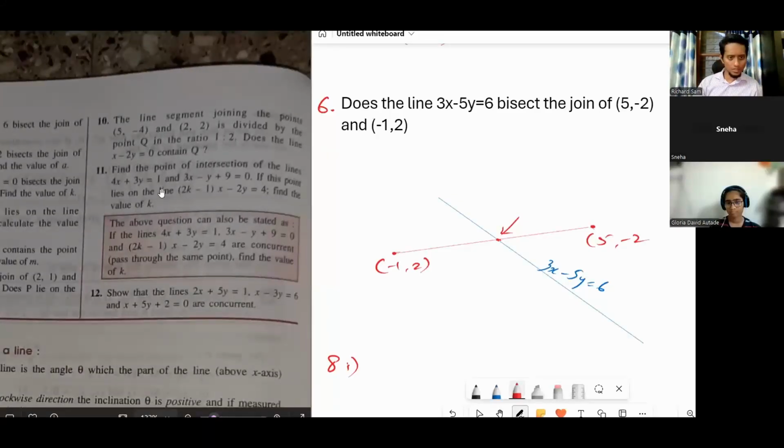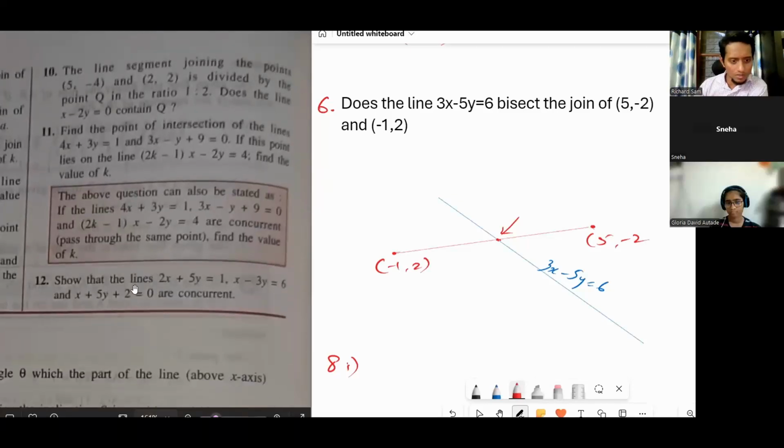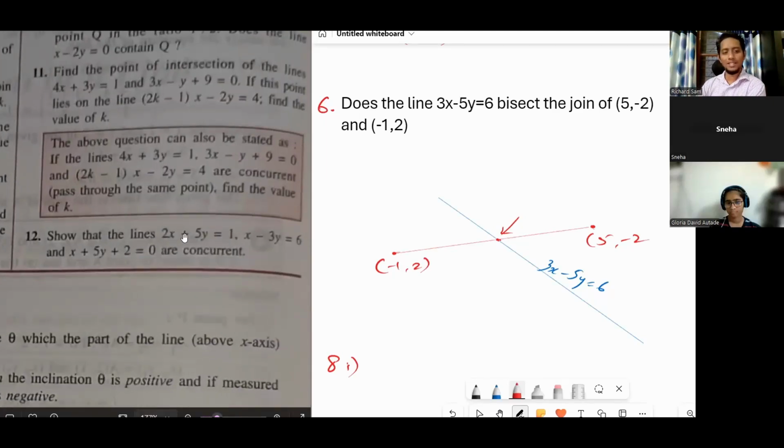Point of intersection. Look at this 12th question. Show that the lines 1, 2, 3. There are 3 equations here. Show that the lines are concurrent. What's the meaning of concurrent?